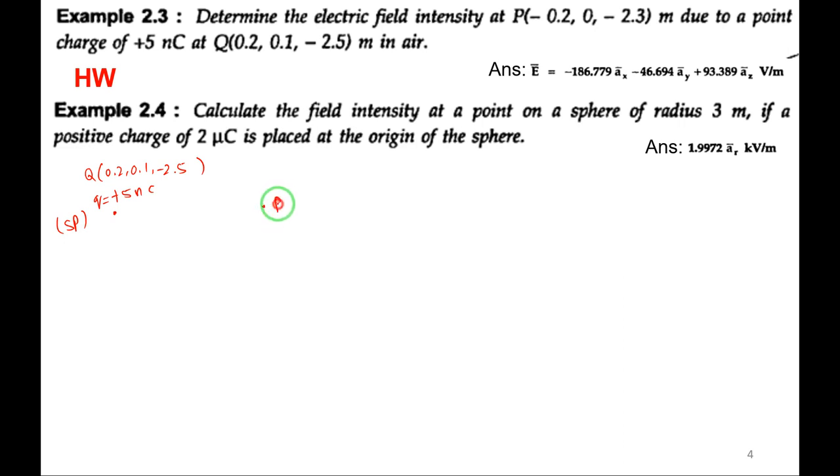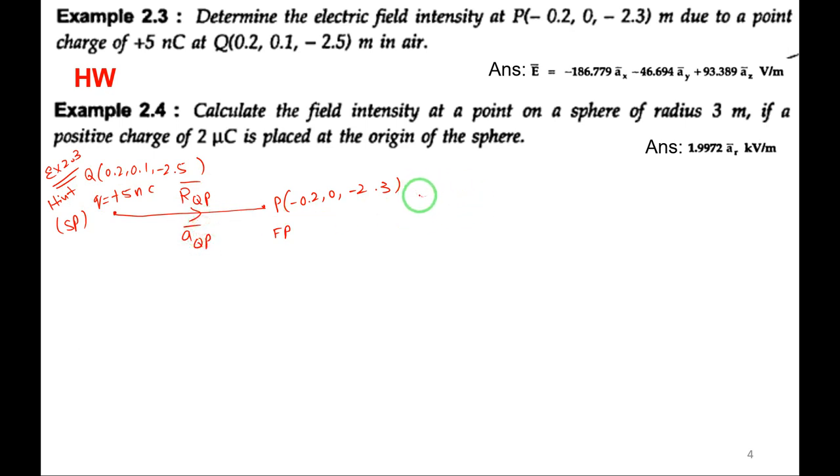I locate point P somewhere here, whose coordinates are (-0.2, 0, -2.3). The hint I am giving is for example 2.3, only a hint. This is the source point and this is the field point. From Q to P, this distance vector I will call R_QP, and the unit vector is A_QP.